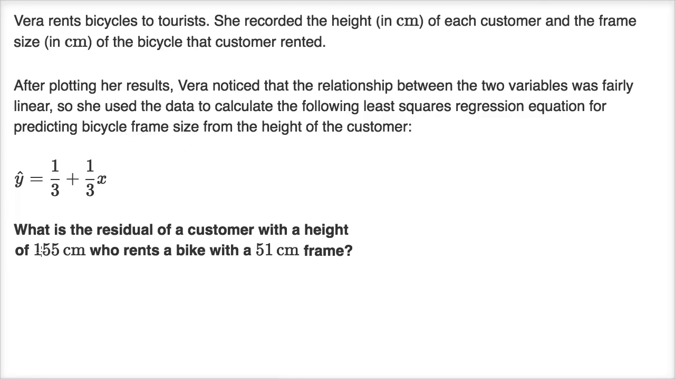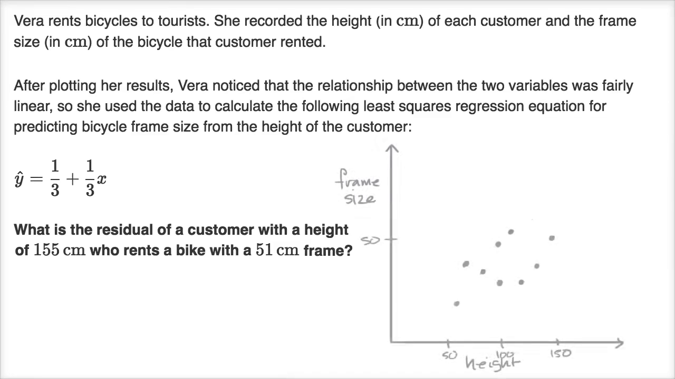So before I even look at this question, let's just think about what she did. She had a bunch of customers, and she recorded, given the height of the customer, what size frame that person rented. And so she might have had something like this, where in the horizontal axis you have height measured in centimeters, and in the vertical axis you have frame size that's also measured in centimeters. And so there might have been someone who measures 100 centimeters in height who gets a 25 centimeter frame. I don't know if that's reasonable or not for you bicycle experts, but let's just go with it. And so she would have plotted it there.